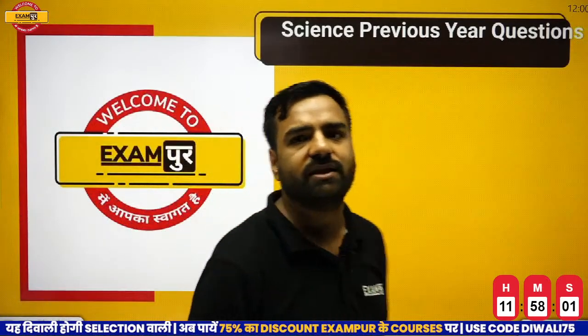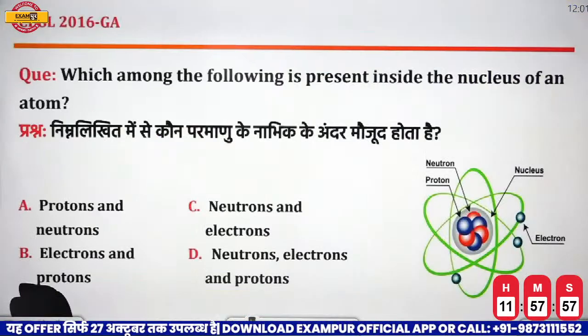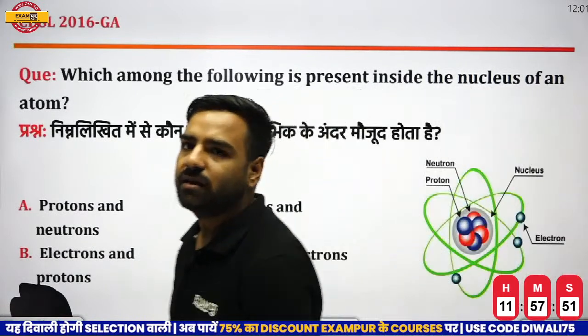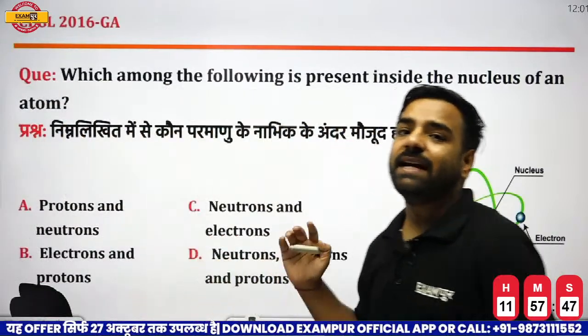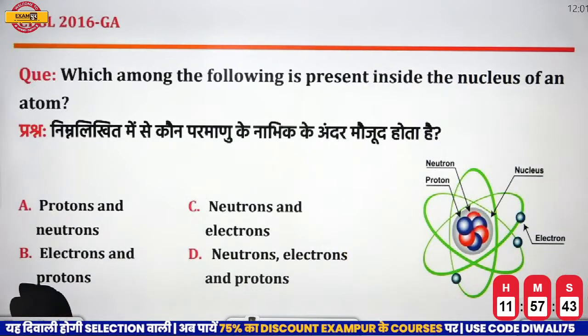Let us see what the first question is. The first question is: which among the following is present inside the nucleus of an atom? This is from CHSL 2016. We have discussed this question in atomic structure, right? The question is, which among the following is present inside the nucleus of an atom?